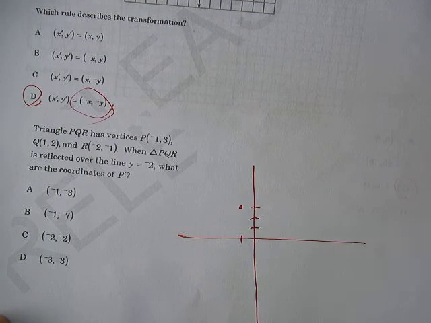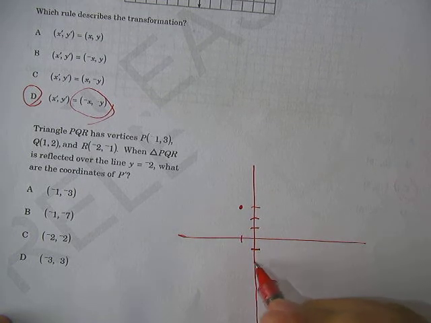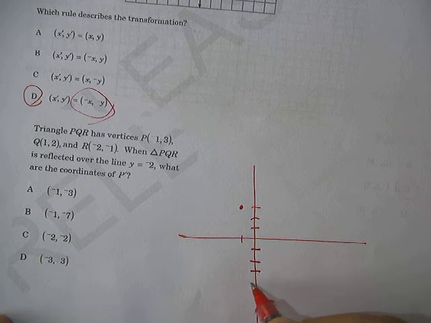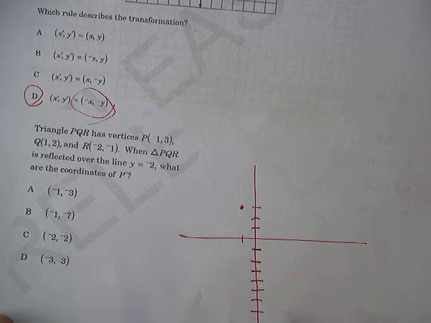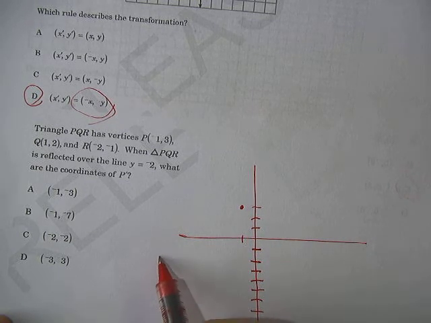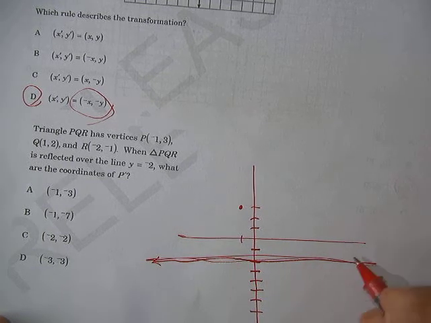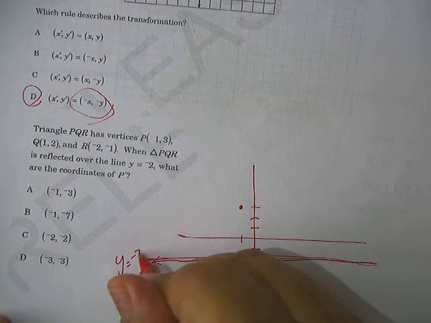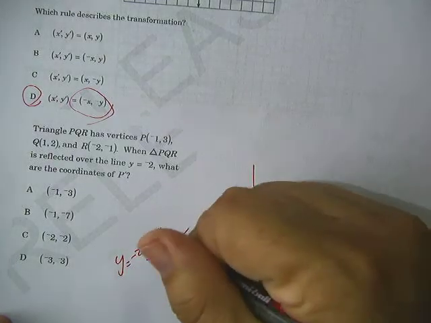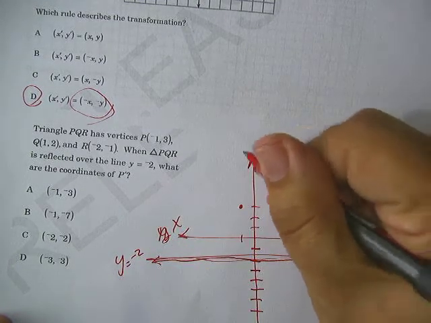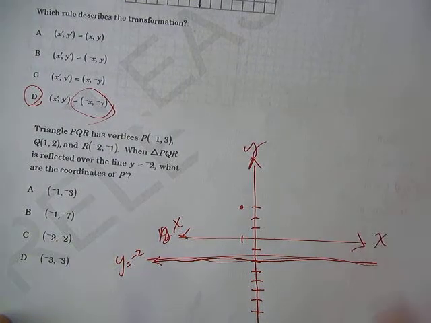All right. Now, when I reflect something around a line, it's going to be the same distance from the line. So the first thing you have to be able to do is draw the line y equals negative 2. This is y equals negative 2. This is the x-axis, and that's the y-axis. Let me put x over here so it's less confusing.